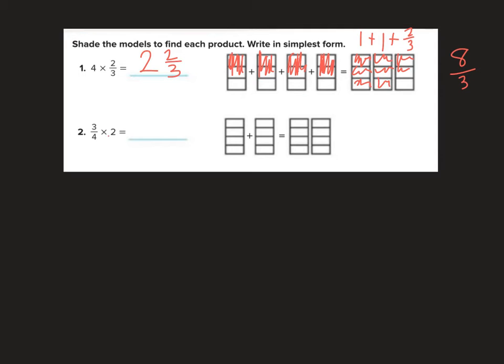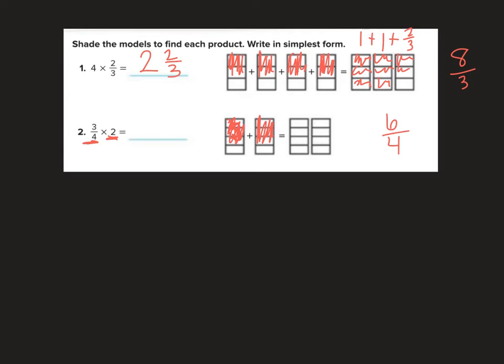Okay, here I have 2 groups, and in each group I need to shade 3 out of 4 boxes. 1, 2, 3 out of 4. I'm leaving 1 open. 3 out of 4. So how many did I shade in? I shaded 6 out of 4 boxes in.